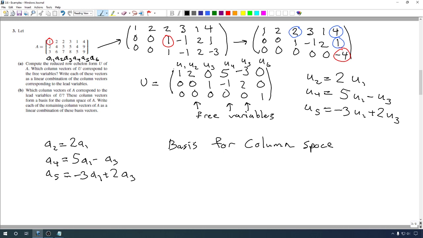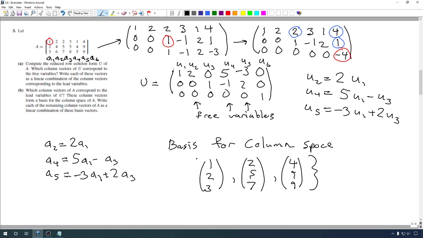So let's go ahead and write those out. A1 is 1, 2, 3. A3 is 2, 5, 7. And A6 is 4, 9, 9. Our column space is three-dimensional.